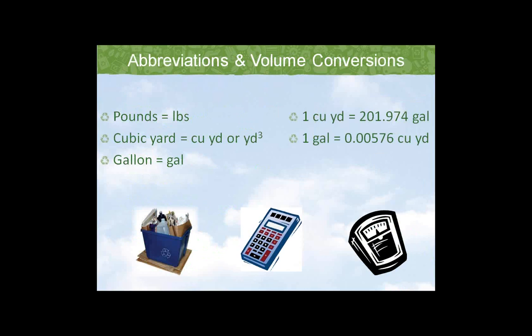Some important abbreviations to know include those for pounds, cubic yard, and gallon. You may also find that the conversion of 1 cubic yard equals 201 gallons, or 1 gallon equals 0.00576 cubic yards to be helpful in your volume to weight conversion.